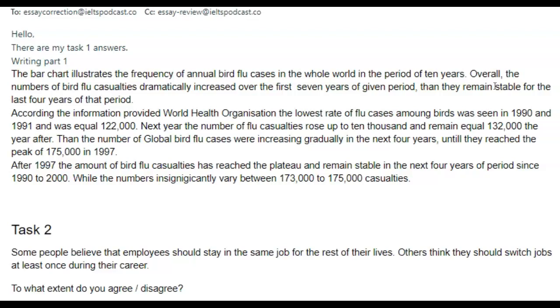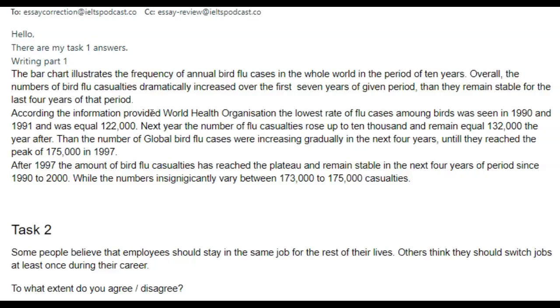According to the information provided by the World Health Organization, the lowest rate of flu cases, not, don't know if that's necessarily what they mean. We just call it bird flu, and people get it too. The lowest rate of bird flu cases was seen in 1990 and 1991.